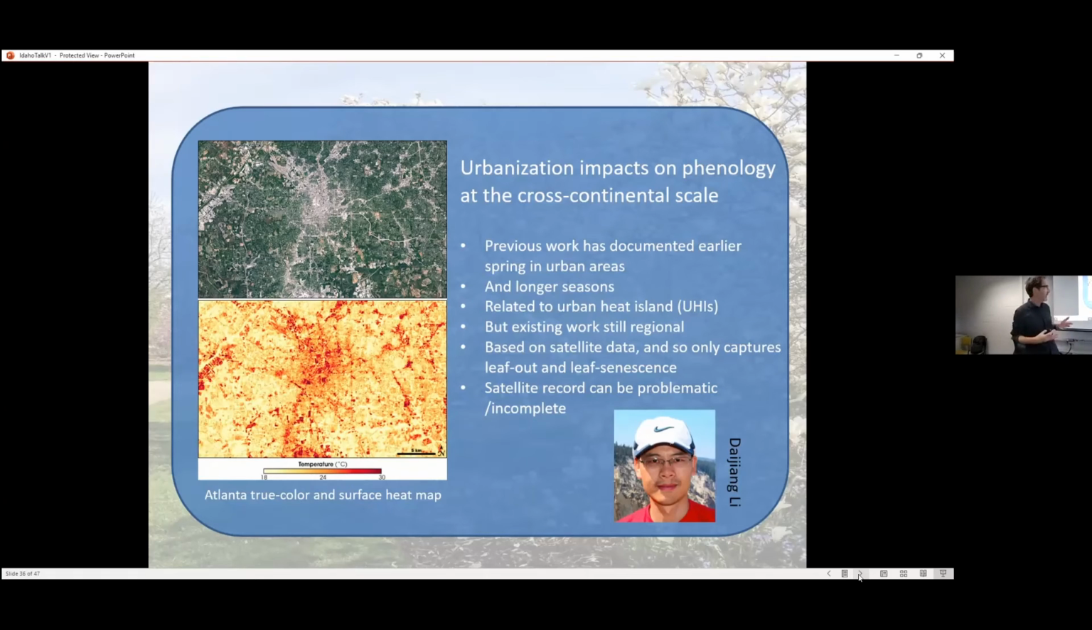So that's what I wanted to know. We wanted to know from having these enormously powerful data resources to basically ask these questions. And so that's what we did. And what we really were interested in is basically how urbanization impacts phenology at the cross-continental scale.